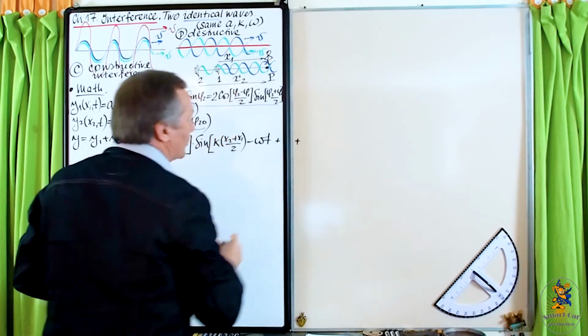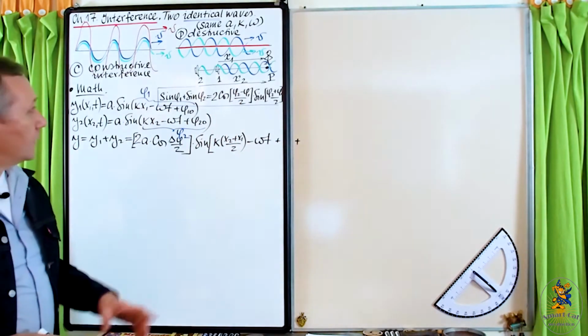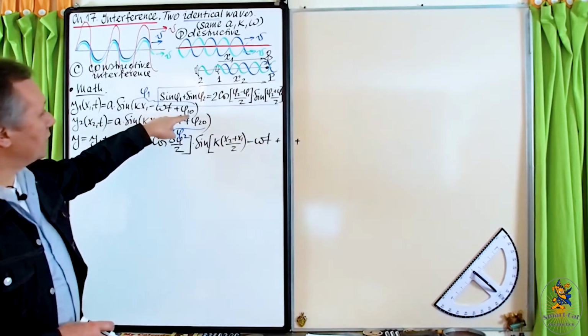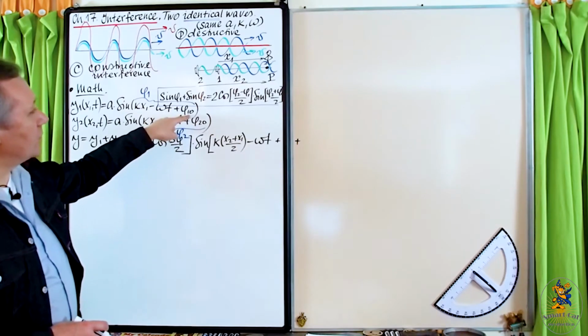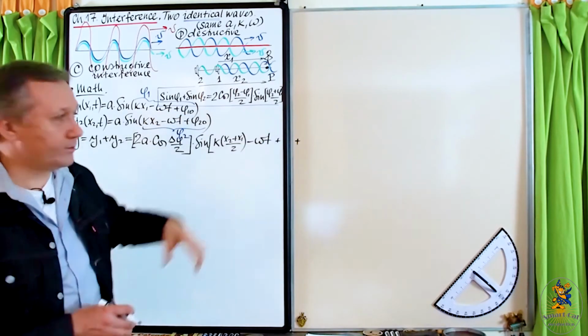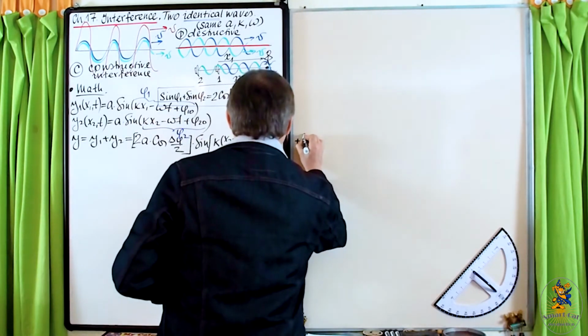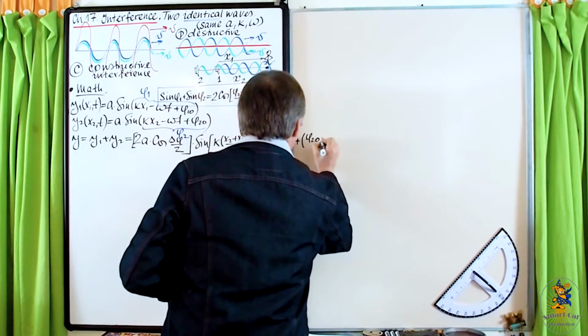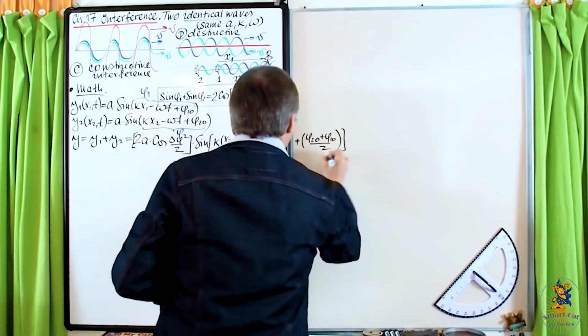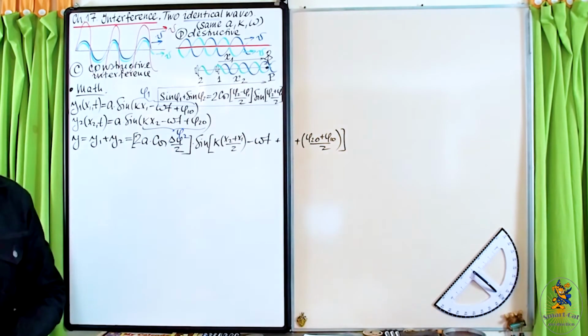And then plus. Okay, I will have to move, sorry. The next term are these initial phases, phi 2,0 and phi 1,0. This plus this divided by 2, so phi 2,0 plus phi 1,0 divided by 2. And I can close my square bracket.